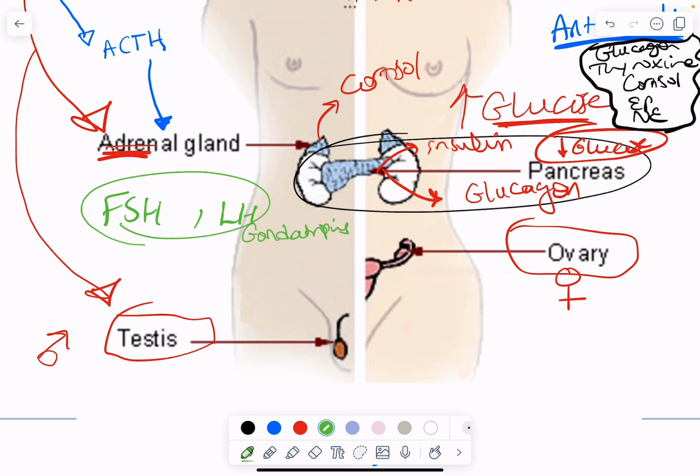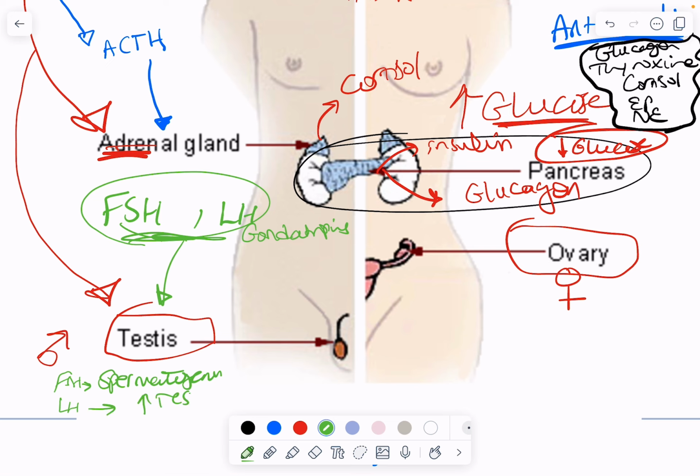They will go to the testis in males to stimulate spermatogenesis and production of testosterone. FSH stimulates spermatogenesis, LH stimulates production of testosterone. That's in males. In females, FSH will stimulate ovulation. That's equivalent to spermatogenesis in males.